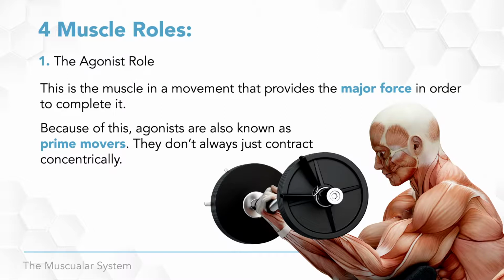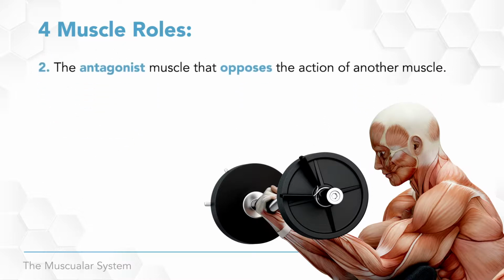They don't always just contract concentrically. For example, in the bicep curl, on the way up, the bicep is contracting concentrically, and on the way down, it is contracting eccentrically. Most movements involve one prime mover, but some have 2 prime movers that work in equal measures. Secondly, an antagonist is a muscle that opposes the action of another muscle.